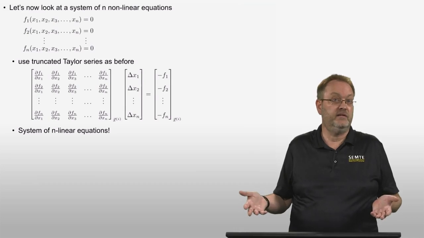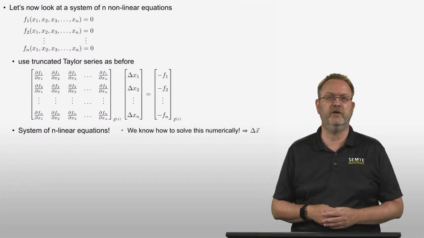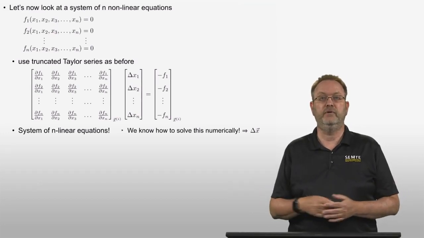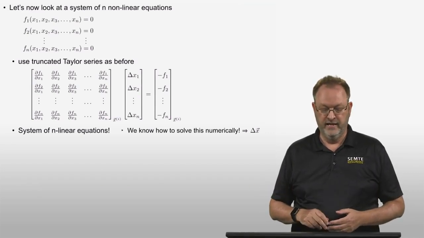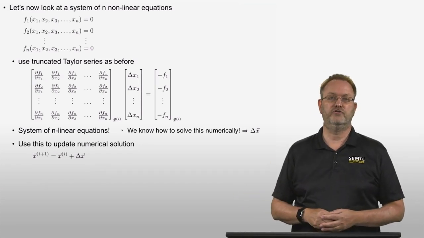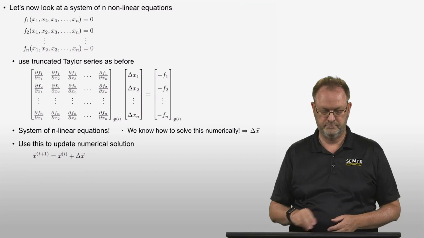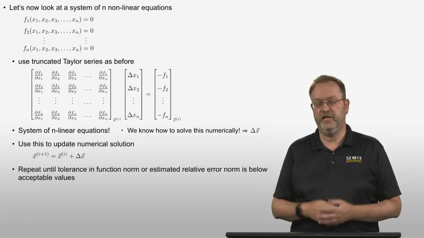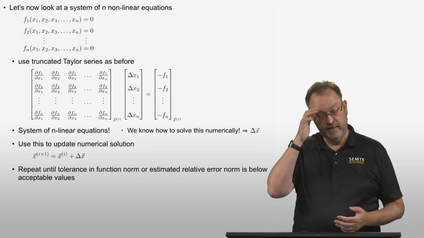So this is a system of n linear equations that we have to set up, and then we have to solve it. And we know how to solve this numerically. We'll just use Gauss-Jordan with partial pivoting that we developed in a prior module. So when we solve this system numerically, we will get a delta x vector, and then in order to update the numerical solution, we just add this delta x vector to our current solution vector xi. That gives us our new solution estimate vector xi plus 1. And then we repeat this with this new updated solution estimate xi plus 1 until the function norm or the estimated relative error norm is below an acceptable value. So that's in a nutshell how you would solve a system of nonlinear equations using Newton's method.